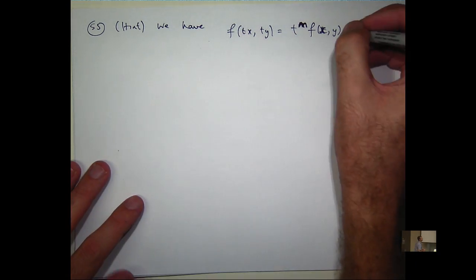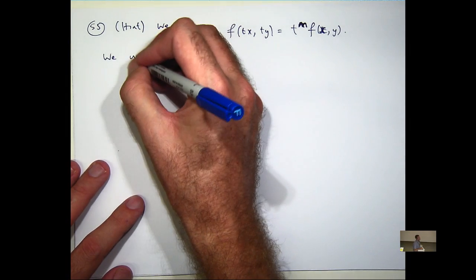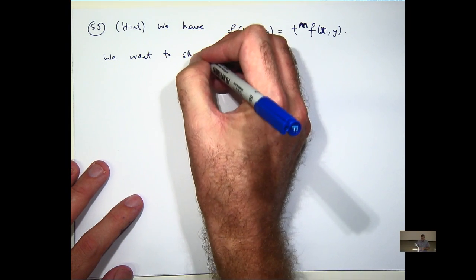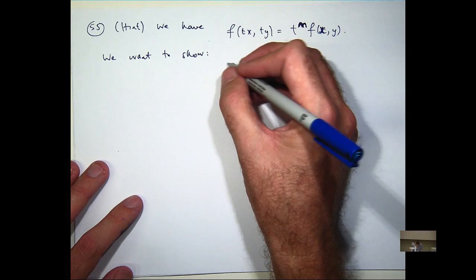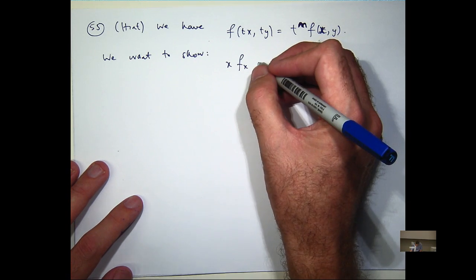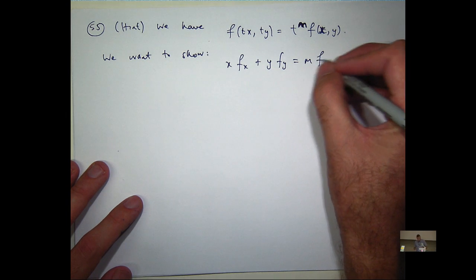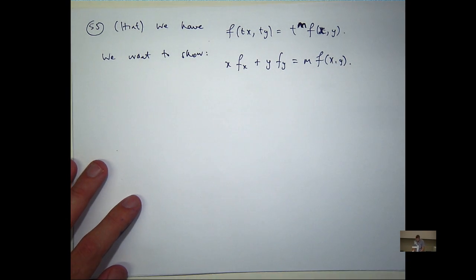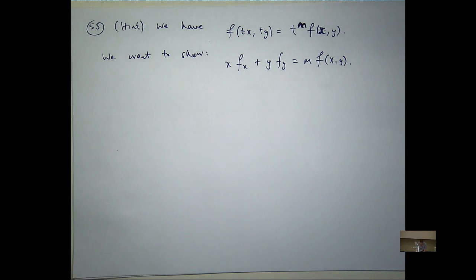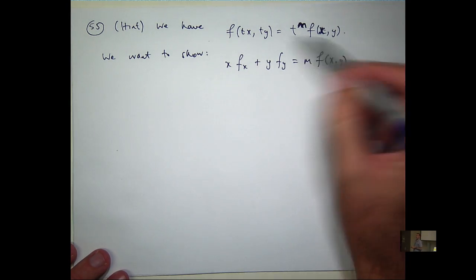Okay. Now, we want to show, under certain conditions, that x times f sub x plus y f sub y equals m times f. That's what we want to show. Okay, now I'm only sort of hinting for B here, I guess really. Any ideas on how to start this problem? We've got some information here. We want to prove this.